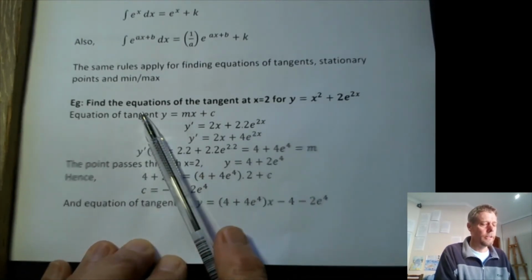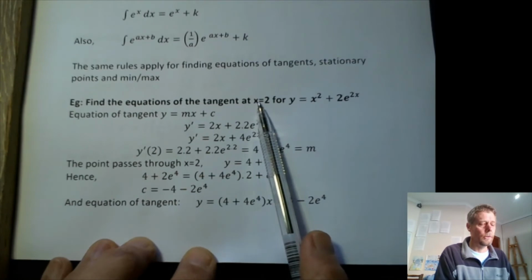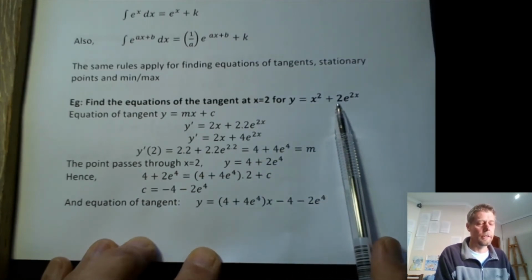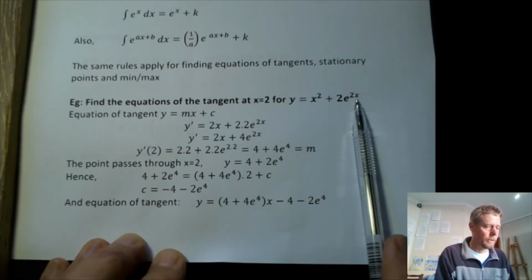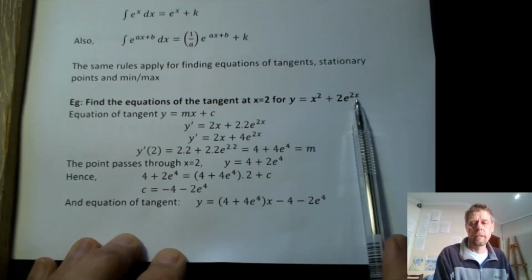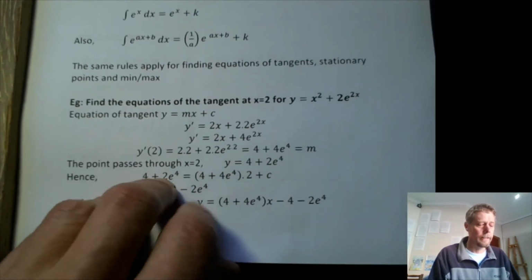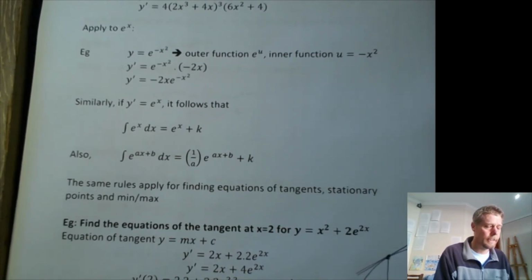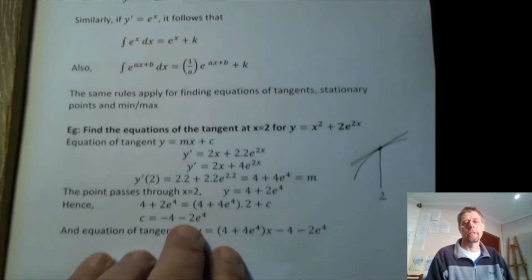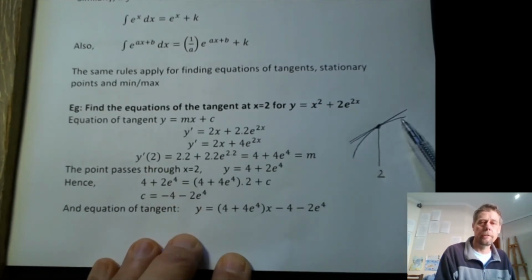Find the equation of the tangent at x equals 2 for y equals x squared plus 2e to the 2x. Okay, it sounds like a complicated sum to me. So what is the equation of a tangent? The equation of a tangent is the line that kisses the curve. So let's say a curve looks something like that. The tangent is the line that just touches the curve at the value you specified. So in this case, I said x equals 2. Okay, so there's a random curve, and there's my tangent. See, it just touches the curve.